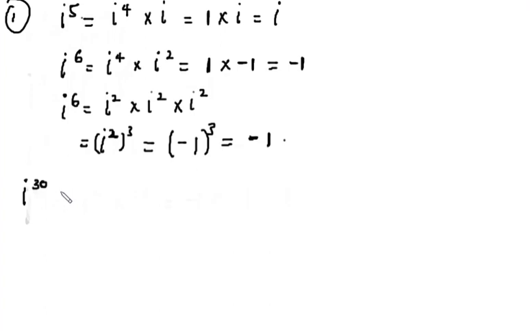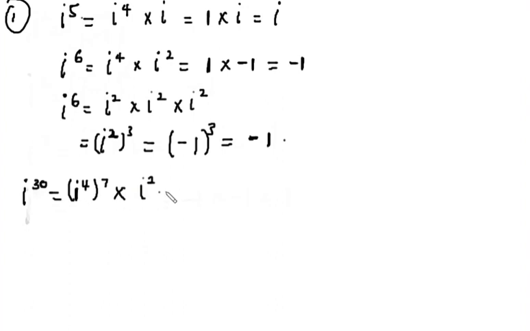Okay, so for i to the power of 30, it's still the same thing. We could say i to the power of 30 is equal to i to the power of 4, to the power of 7, times i to the power of 2, since 4 times 7 is 28.